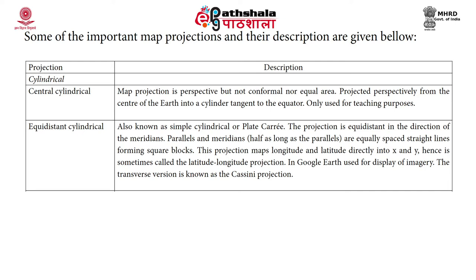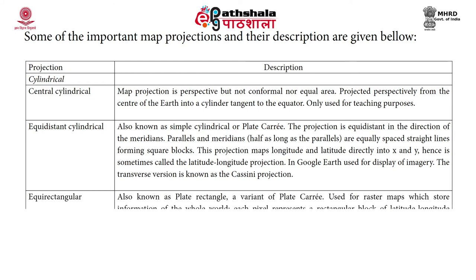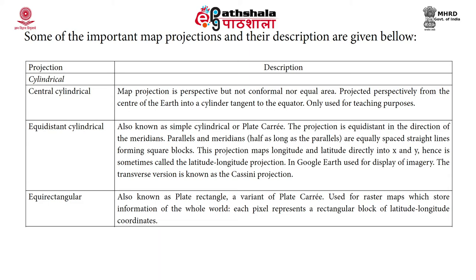This projection maps longitude and latitude directly into x and y, hence it is sometimes called the latitude-longitude projection. In Google Earth, used for display of imagery, the transverse version is known as Cassini projection. Equirectangular is also known as plate rectangle, a variant of plate carrée. Used for raster maps, which store information of the whole world, its pixel represents a rectangular block of latitude and longitude coordinates. Next is the Gall-Peters.